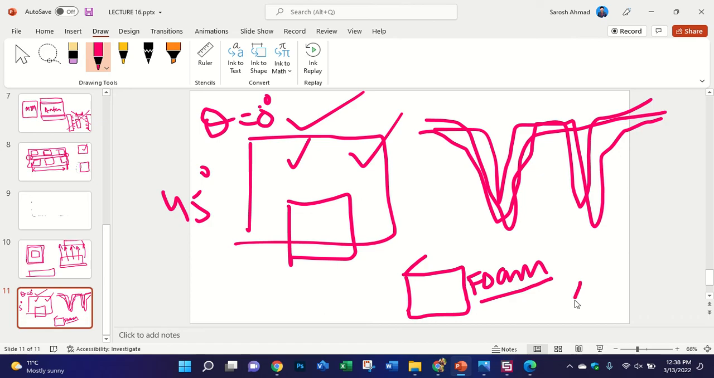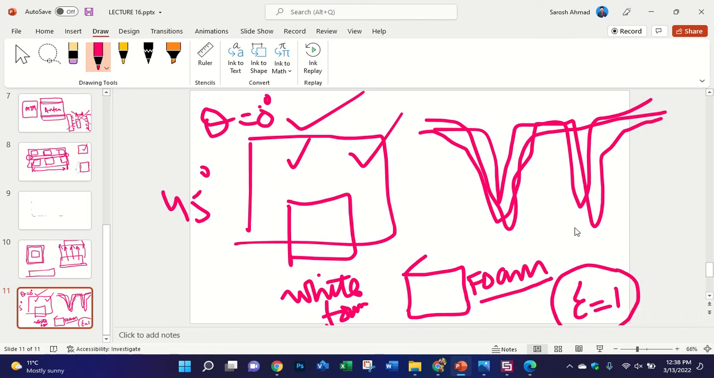Yes, this has an epsilon value of 1. This is white foam, or maybe it may be different colors, but it has a relative permittivity of 1, so it will not affect your antenna. So you can use this foam.